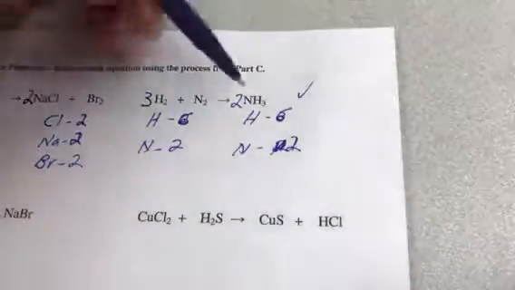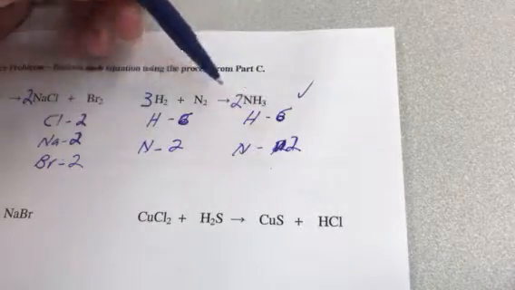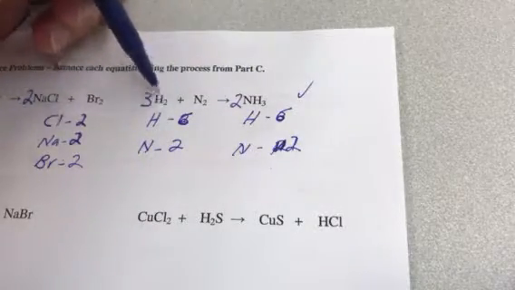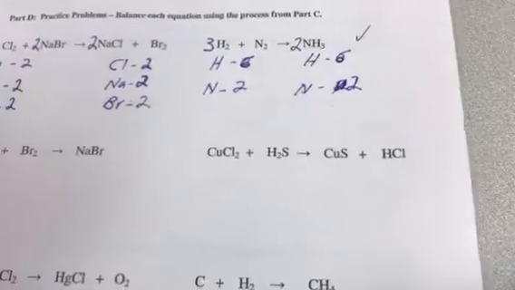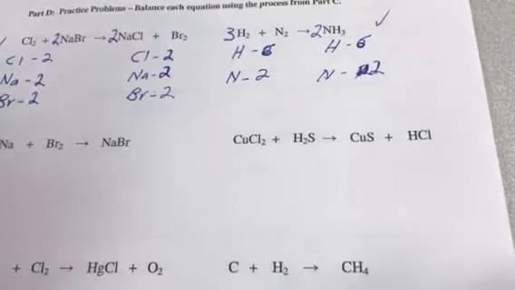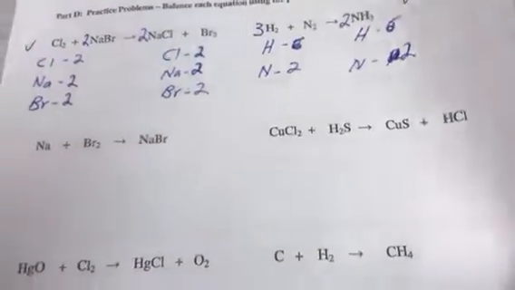Okay? So remember, if you see an odd number of atoms paired with an even number of atoms, you know you have to do something to both of those in order to get the same number of atoms on both sides. Let's look at the next one.